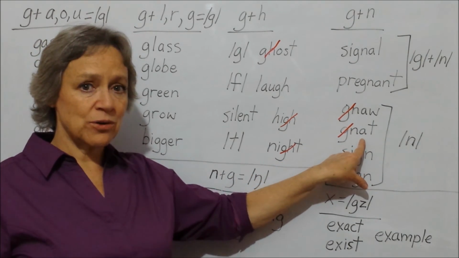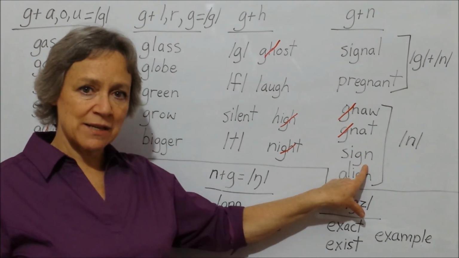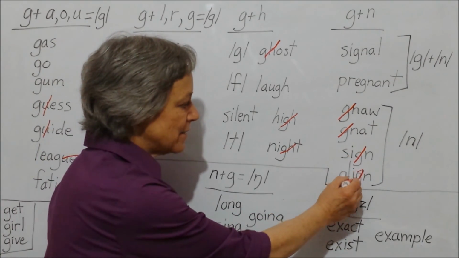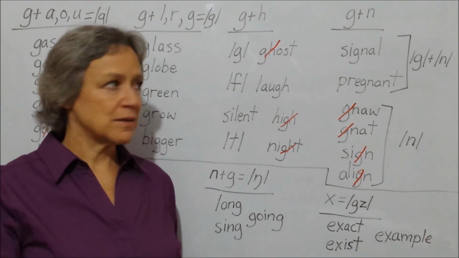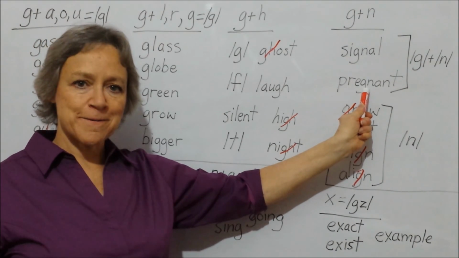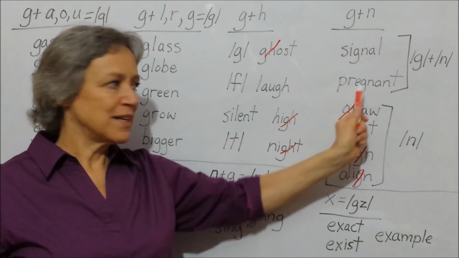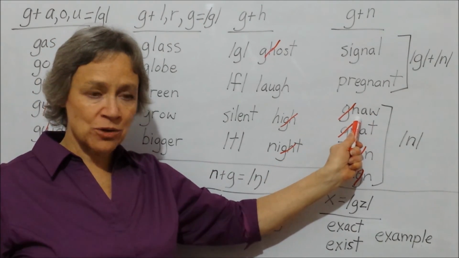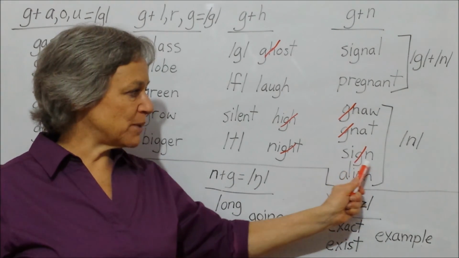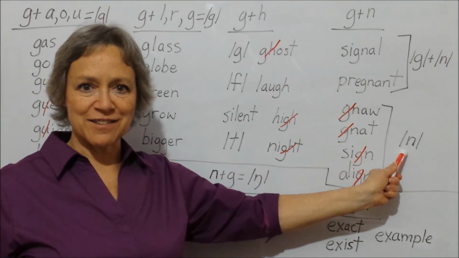This is gnaw. This is gnat. At the end of a word, if we have GN, the G is usually silent, as in the word sign and in the word align. So G plus N in the middle of the word often results in hearing both the G and the N sounds. G plus N at the beginning of a word only sounds like N, the G is silent, and G plus N at the end of a word sounds like N, the G is silent. Okay?